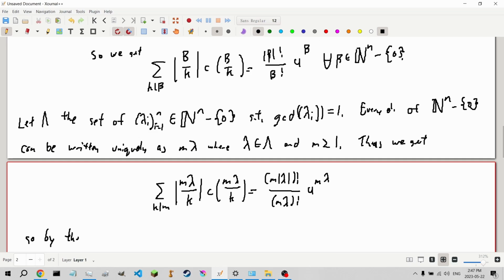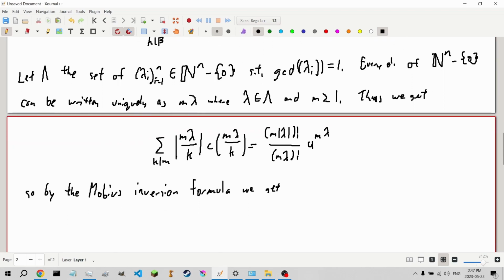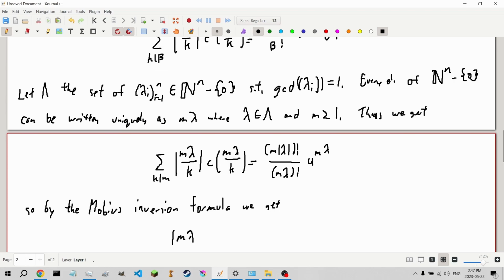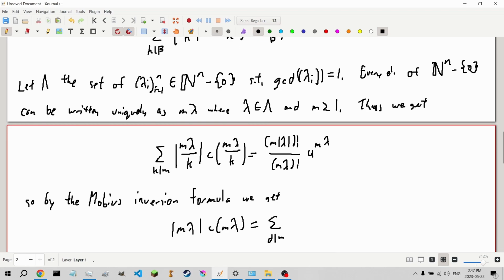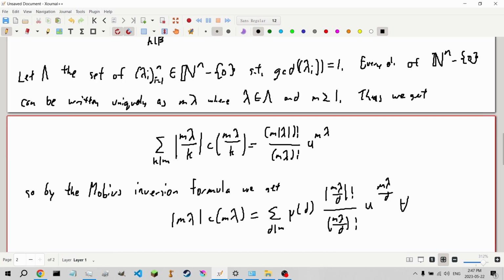So by the Möbius inversion formula, we get that this above equation is equivalent to saying that the absolute value of mλ times c of mλ is equal to the sum for d dividing m of μ(d) times the absolute value of mλ/d factorial over mλ/d factorial, times u to the mλ/d, for all λ, with m being at least 1.